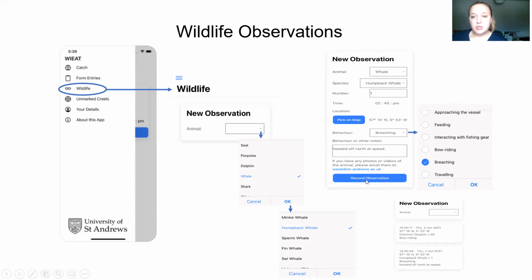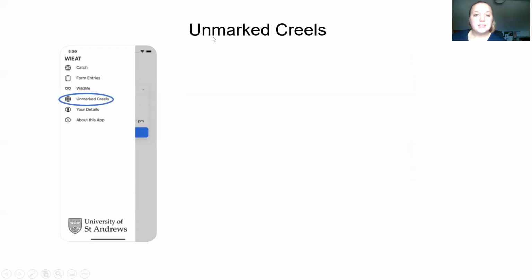So for every time you click record observation, it will log all your sightings, and again you'll be able to go back to these at a later date and look back over what you've seen on previous trips. The last tab is for unmarked creels. So if you are within the pot limitation trial area and you see fleets that either aren't marked or perhaps don't belong to a vessel that you recognise as being involved in the trial, you can record these.